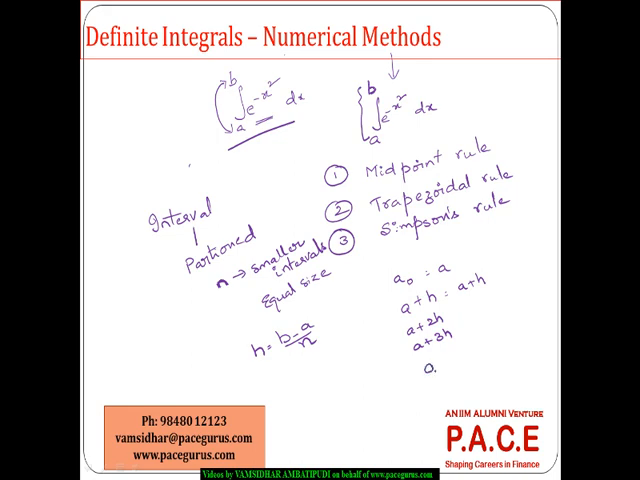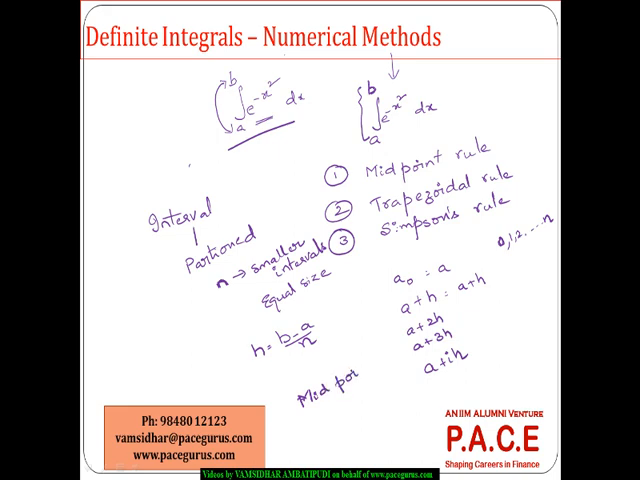So in general, it becomes a plus ih. For different values of i, from 0, 1, 2 and so on up to n, we are having different values of a. Depending on the interval that we are choosing, we get the different values a0, a1, a2, a3, and so on. And here we also try to use the help of midpoint.